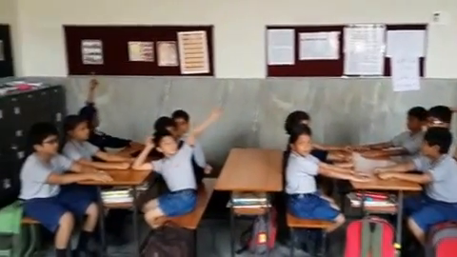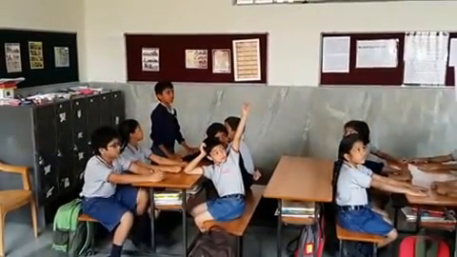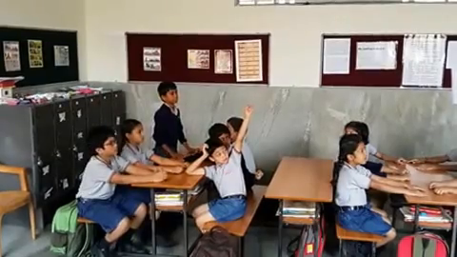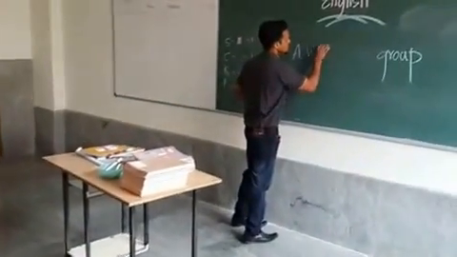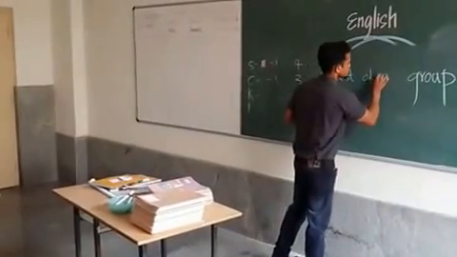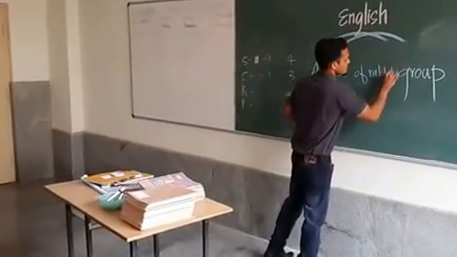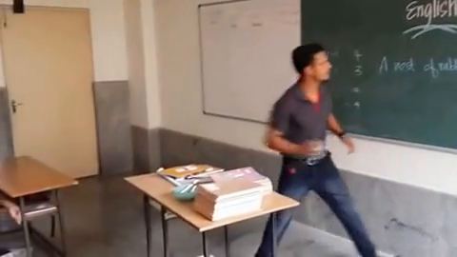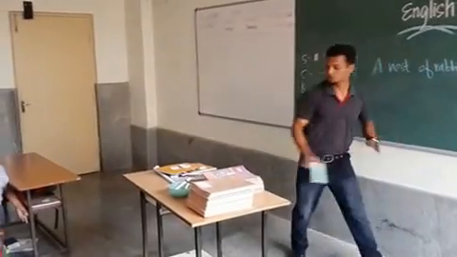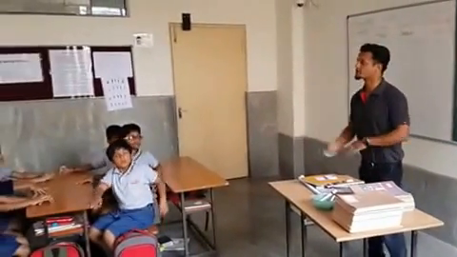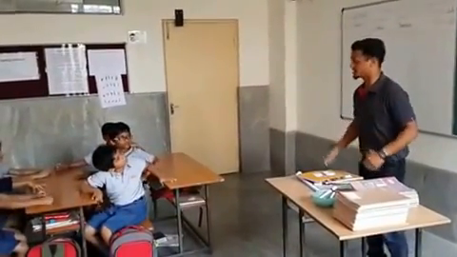A group of rabbits is called a nest of rabbits. Excellent. Can you repeat it? All of you repeat. A nest of rabbits. A nest of rabbits means a group of rabbits. We can't say a group of rabbits. We say a nest of rabbits in English.